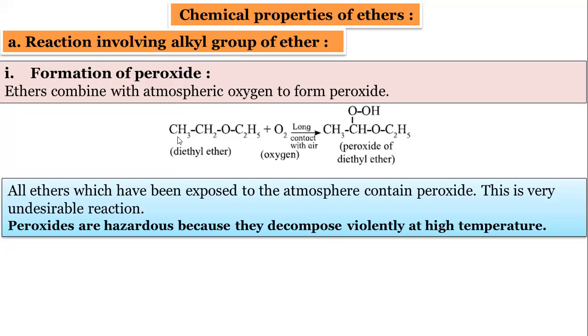We can take any example here. One example is shown: diethyl ether. This is C2H5, this is also C2H5, and O2 is there. So we get CH3-CH-OH, and here a peroxide is formed. Two oxygens are bonded, so this is a peroxide of diethyl ether. Make a practice using ethyl methyl ether. Make a practice using different ethers at your home.